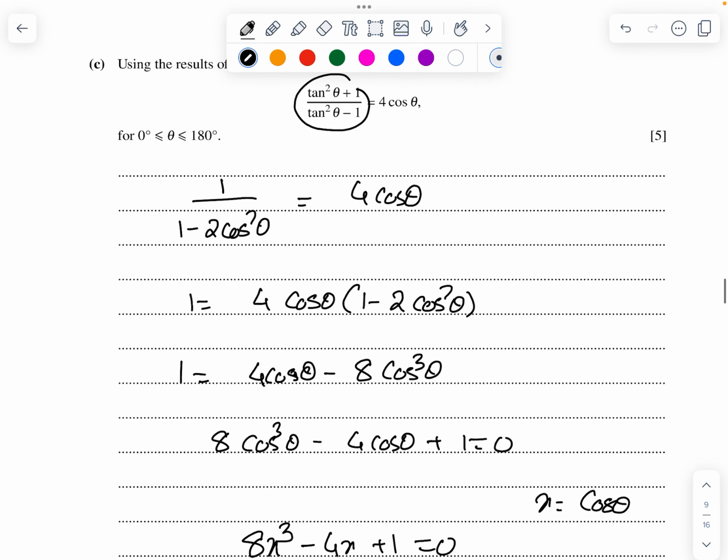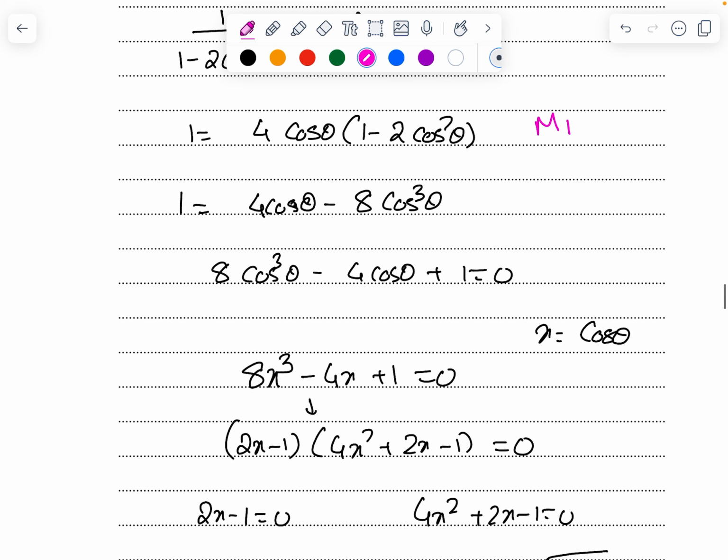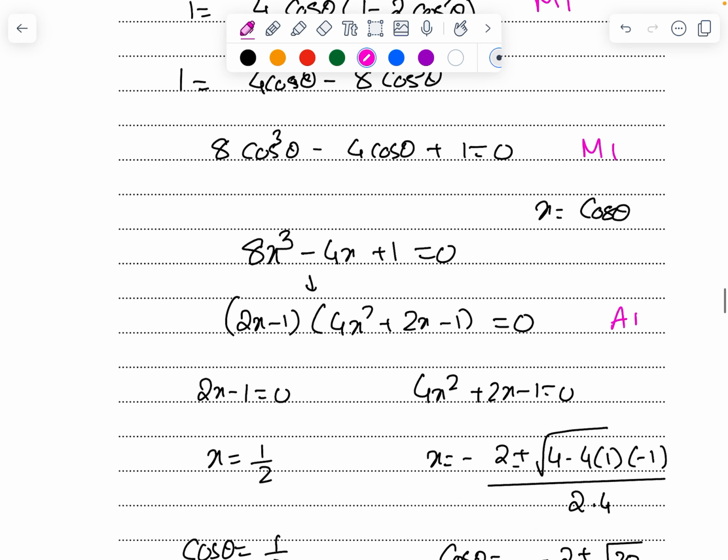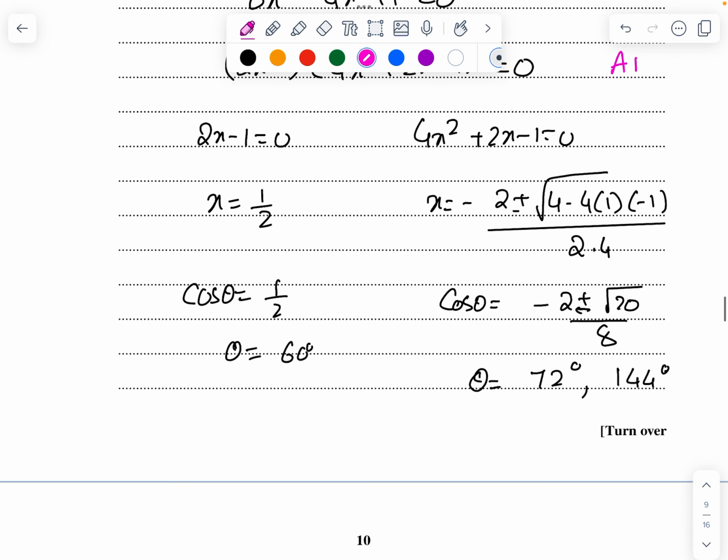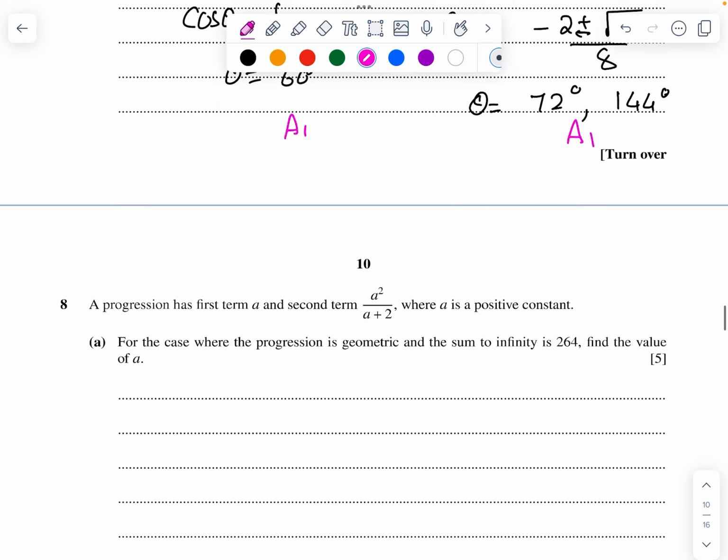So this is a 5 marks question. Then this is one method mark and another method mark over here. Then this is accuracy mark, 3 marks, and an accuracy mark for this angle and an accuracy mark for this angle.